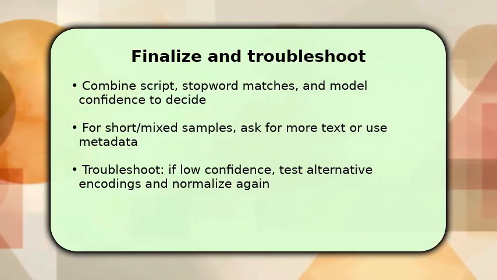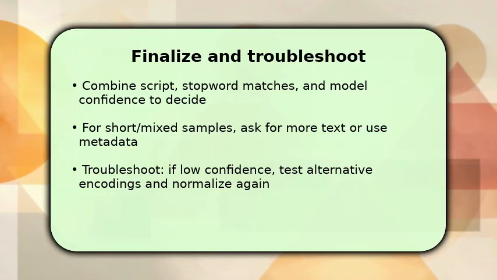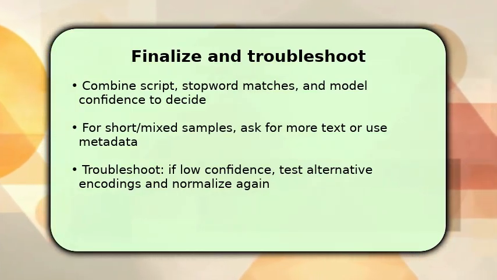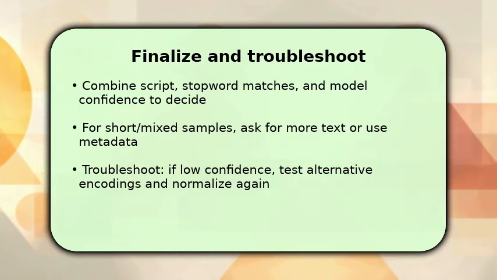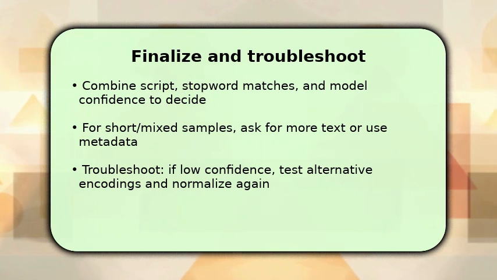If you hit low confidence, first renormalize and test alternative encodings or transliteration errors from OCR, then rerun detection. One troubleshooting tip: when nothing helps, expand the sample or use human review to resolve edge cases.